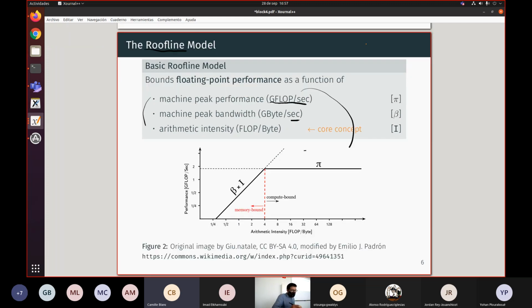So these two lines, the horizontal one here and the diagonal line here, are lines that are characterizing the platform we are using for executing the code. So the platform we're executing our code on, the machine. And the arithmetic intensity is related with our code, with the code we're executing here.